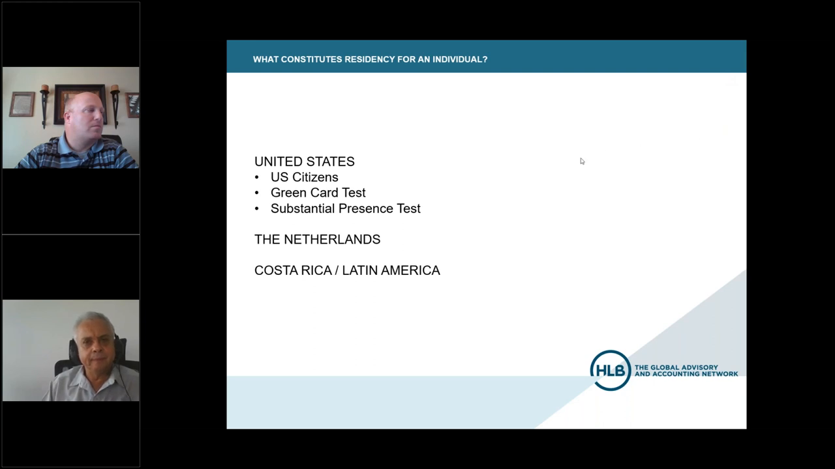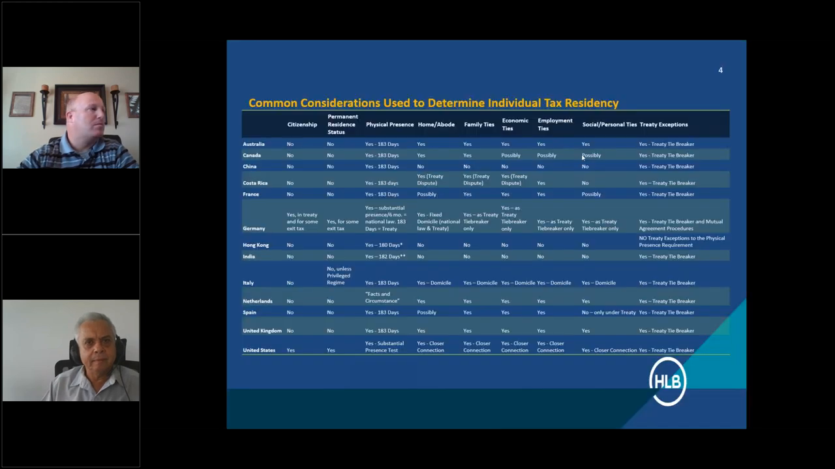Great, Carlos, that's a great lead into our next two slides. So this slide is a little bit detailed, but it reviews the different considerations that are used to determine individual tax residency. So can the three of you take us through this, especially for your country, and maybe compare and contrast to other countries?